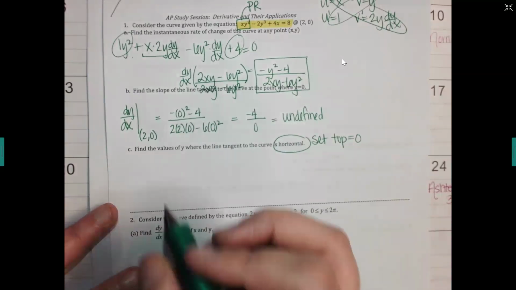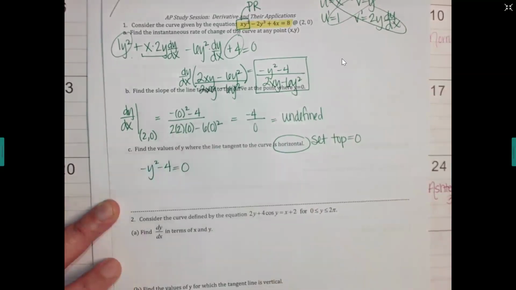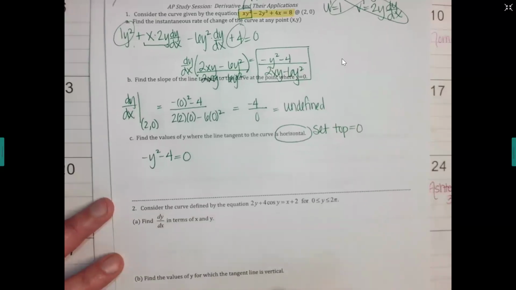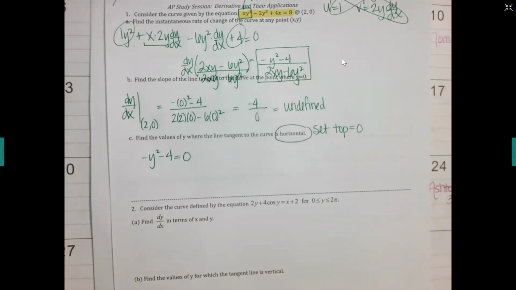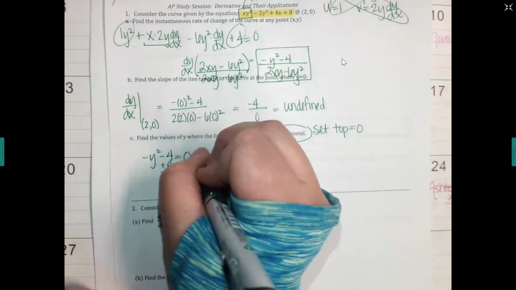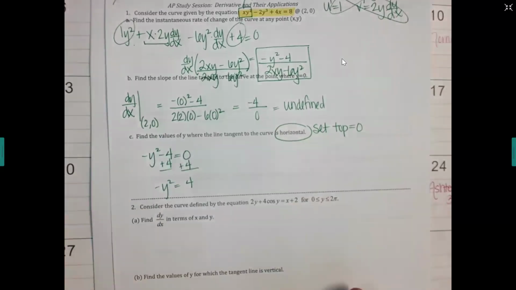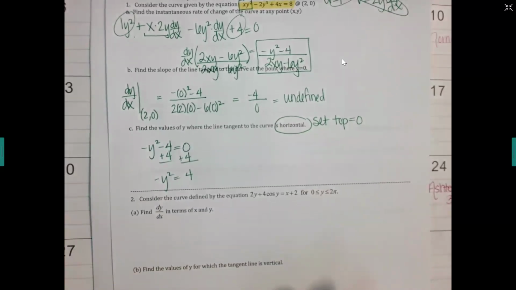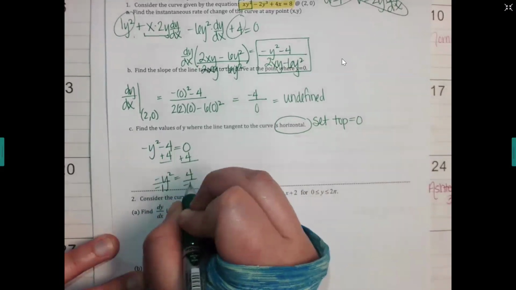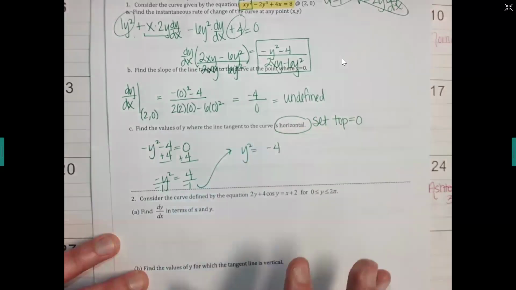So the top of my equation is negative y squared minus 4 equal to 0. Okay, first thing we're going to do is add that 4 across. So I have negative y squared equals 4. And then to get rid of that negative, I'm going to divide by negative 1 on both sides, which means that my y squared is equal to a minus 4.